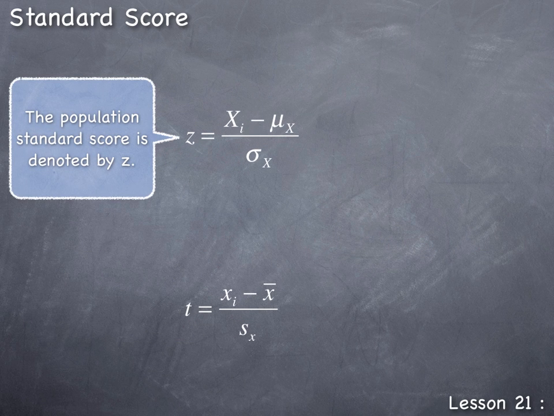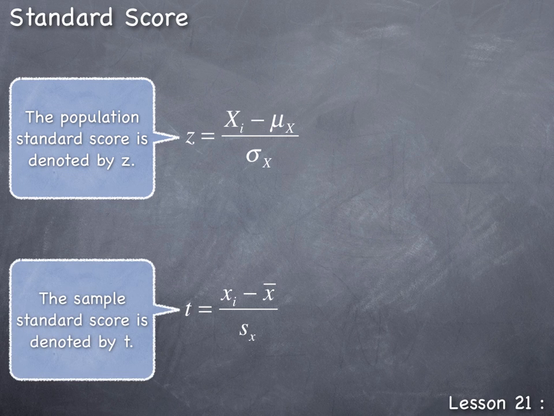The population standard score is denoted by the letter Z. The sample standard score is denoted by the letter T. This allows us to distinguish between standard scores that are calculated based off of population values or standard scores calculated based off of sample values.